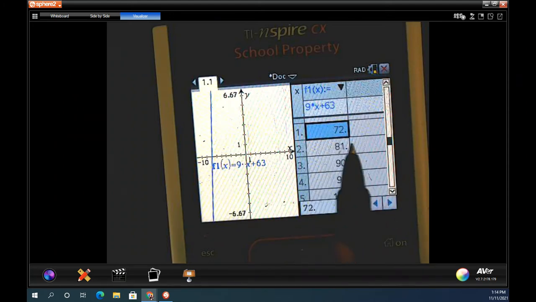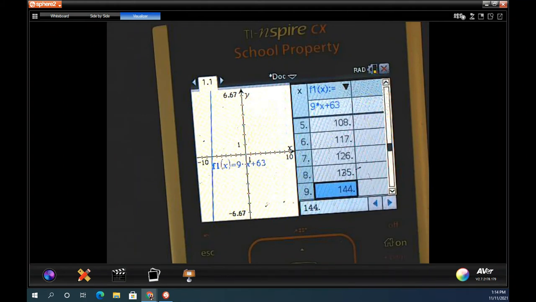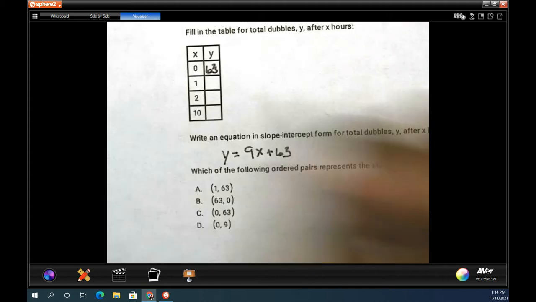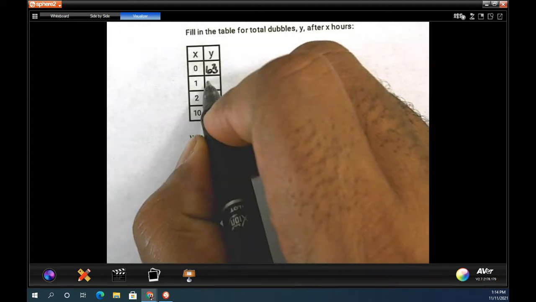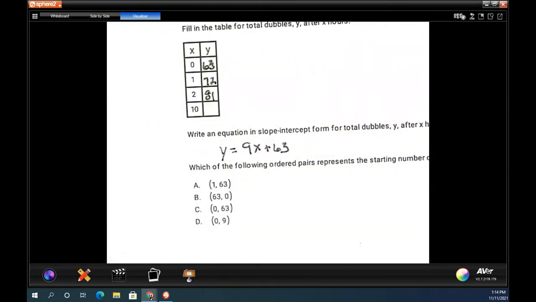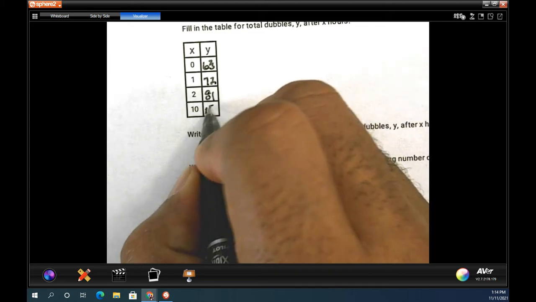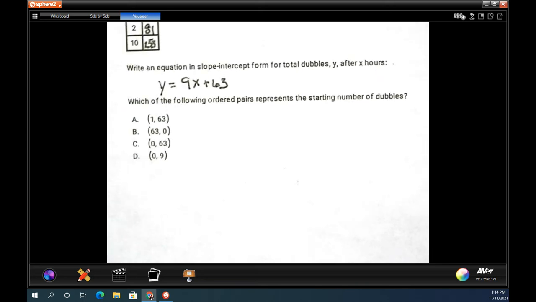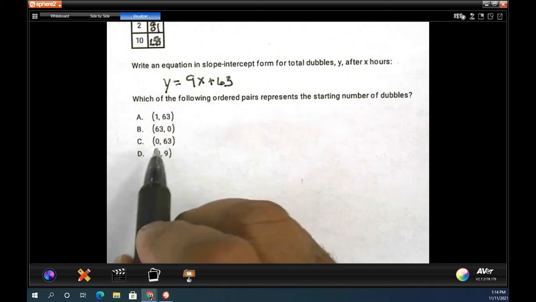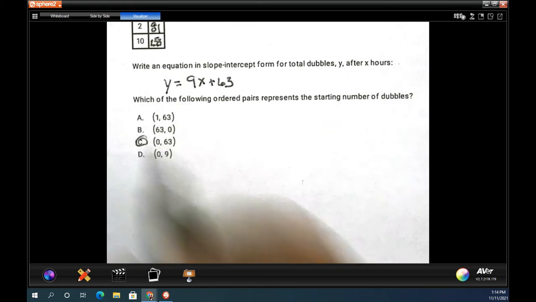So at 1, it's 72. At 2, it's 81. Then at 10, it's 153. So we just come in and fill in our table. At 1, it's 72. 2 was 81. And then at 10, it was 153. Now, it asks again, which of the following ordered pairs represents the starting number of doubles? A, B, C, or D? C. 0, 63, the y-intercept. That's it.